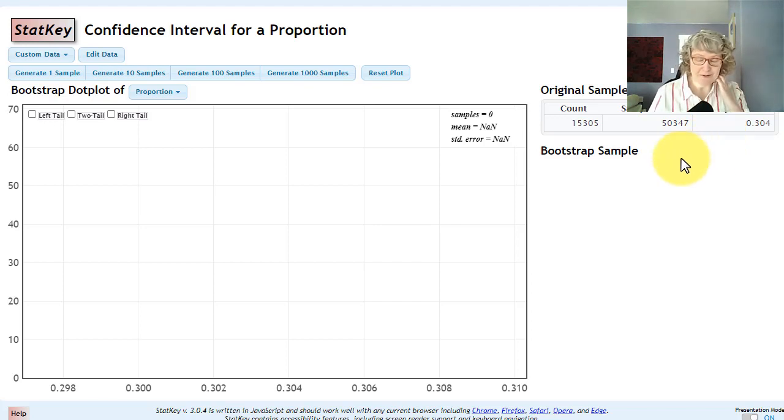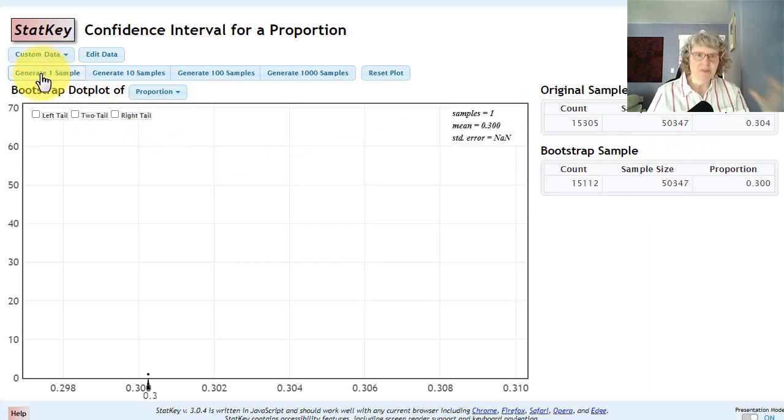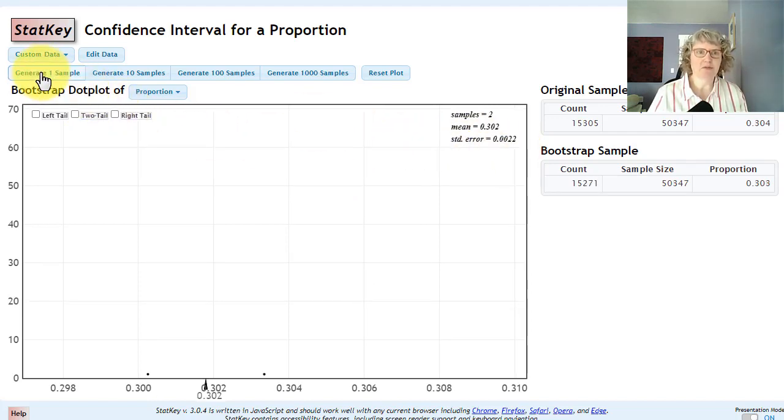We would never do this in real life. We pull out that many pieces of paper each time. Can you imagine trying to count those? And then count how many were cat owners. So that's what this is doing each time I generate one sample. It's 50,000 papers out of a hat, and count how many. Another sample, another sample, another sample. So this should be centered around our original statistic of 0.304. We don't have a null hypothesis here. Okay, so I did a few, and that's what it's doing.